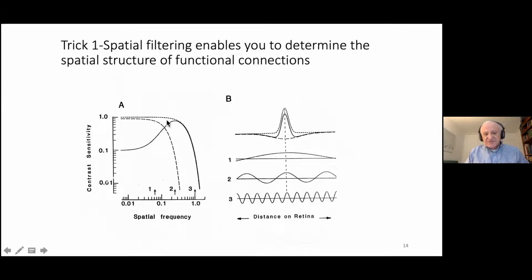And if we see a spatial tuning curve that's tuned, where there's an optimum and it falls off on either side, we can make the reasonable inference that it's a profile which has sort of a Mexican hat kind of organization. So that's one trick. That's one trick, is the spatial filtering allows you to determine spatial structure.